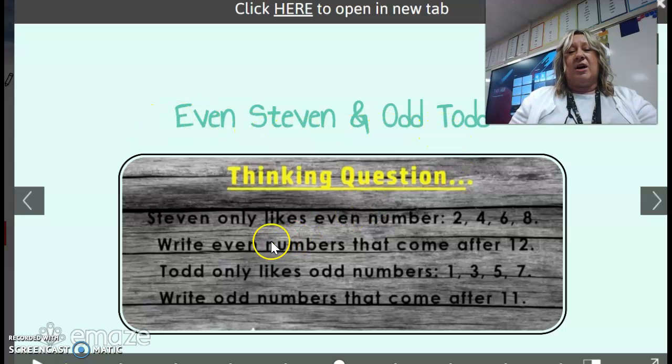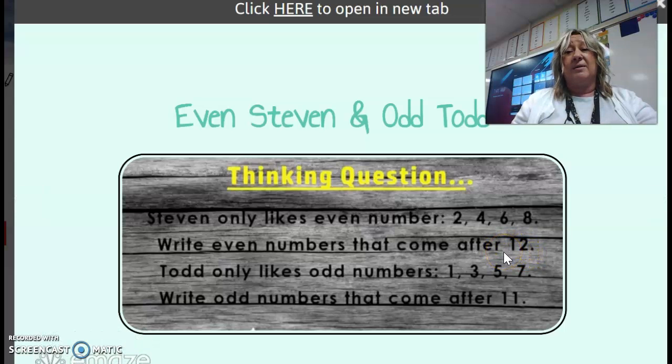Even Steven and Odd Todd, it says Steven only likes the numbers even, 2, 4, 6, 8. Write the even numbers that come after 12. Well, 12's even because it has a 2. So we can grab 2 more, right? Because if we grab 2, 3, 4, if we got 2 more, we had 4. So if we get 12, we get 2 more, we have the next one in line. So 12, 13, 14. 14 would be our next number after 12.